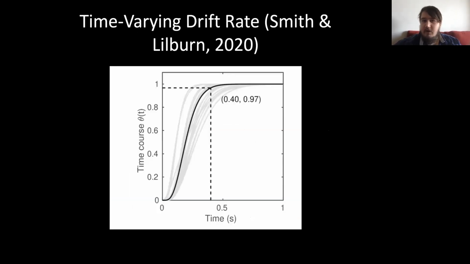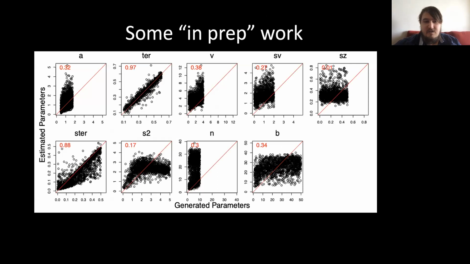Same with the time-varying diffusion models, so time-varying drift rate models, such as the Smith and Lilburn one, right? So they use a time-varying drift rate where it's a scaling factor on the drift rate parameter. So essentially you start with a scaling factor of 0 and over time it increases until it reaches 1, which is the maximum scaling factor. And this was, I think, a neat instantiation of a time-varying drift rate. However, it has problematic implications for the measurement properties of the diffusion model.